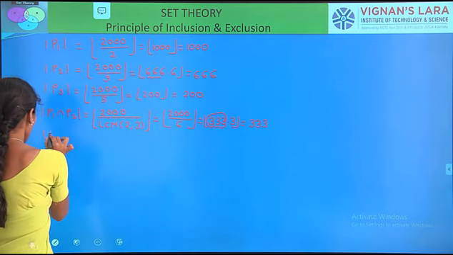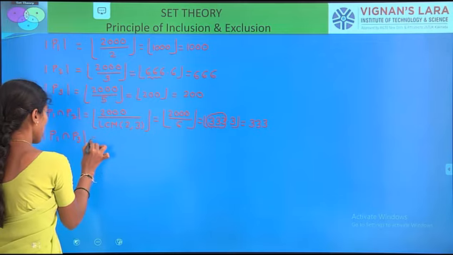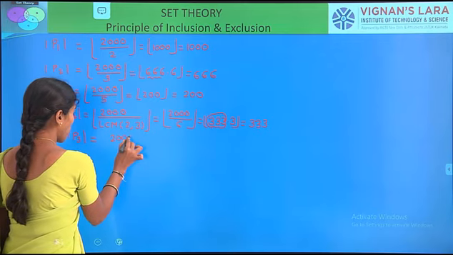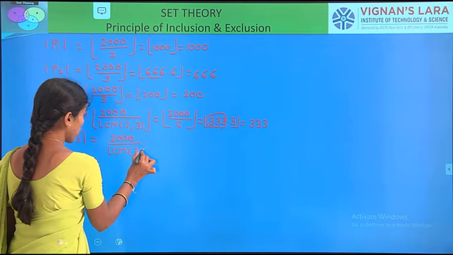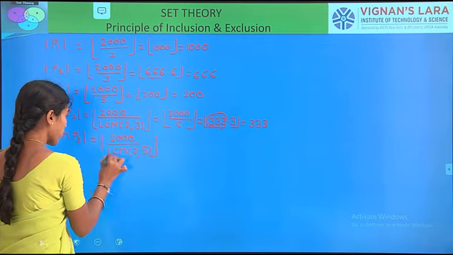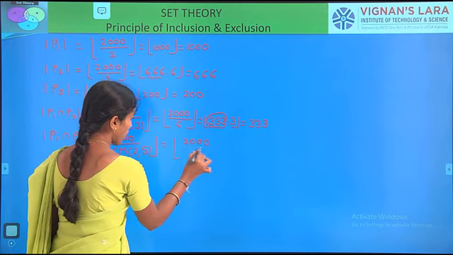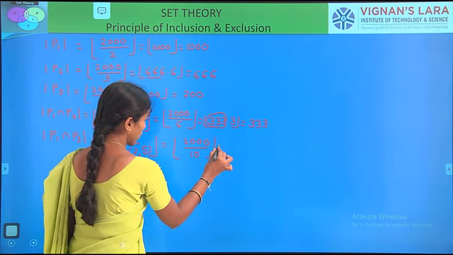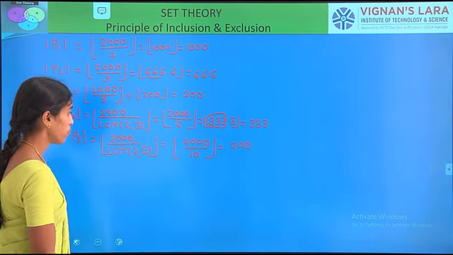Next, the cardinality of P1 intersection P3. The P1 property is divisible by 2, and the P3 property is divisible by 5. So we need to take the LCM of 2, 5, which is 10. Its floor function value is 200.